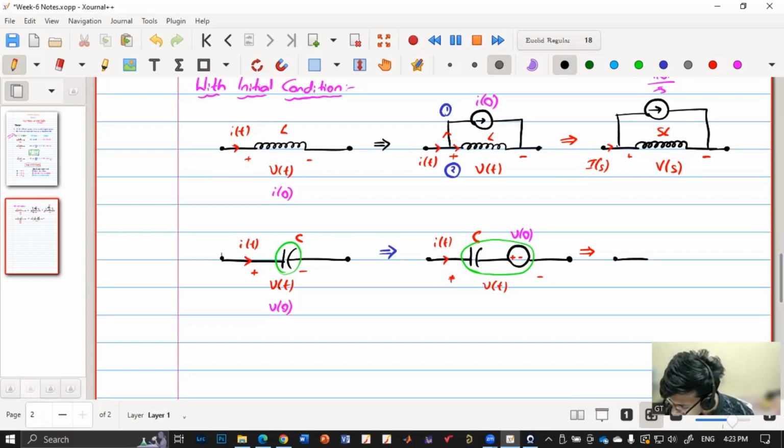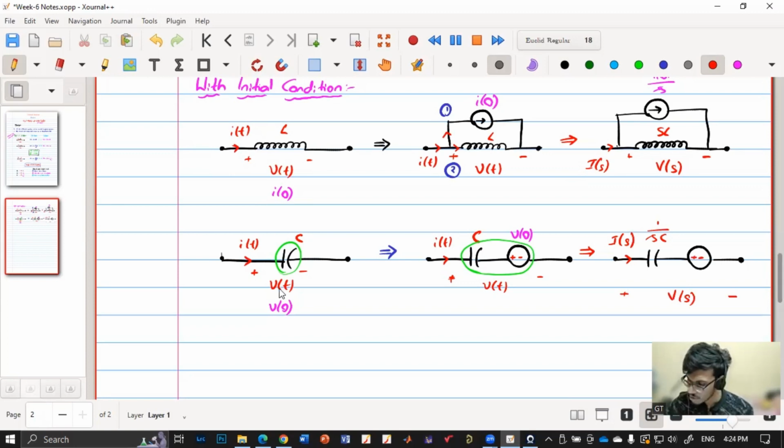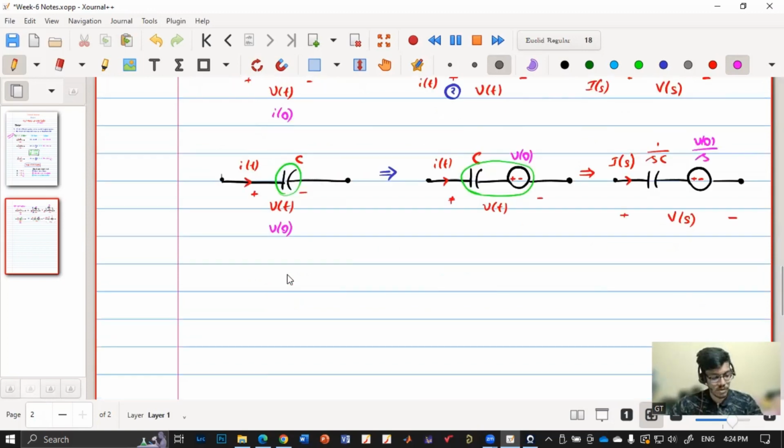Now I can write this as this, and we have plus minus. Okay. So I of t is I of s. C is 1 by s C, plus minus V of s. This is plus minus. And V of 0 is a constant, right? The Laplace transform of a constant is V of 0 by s, because for a constant, the Laplace transform is 1 by s. So until this point, is it clear?